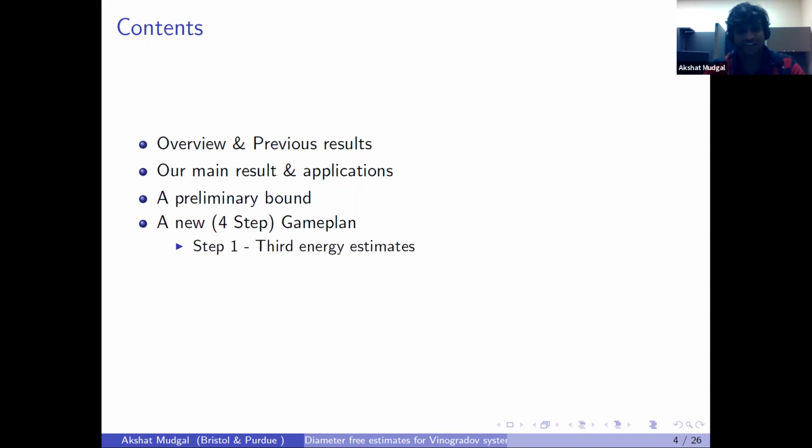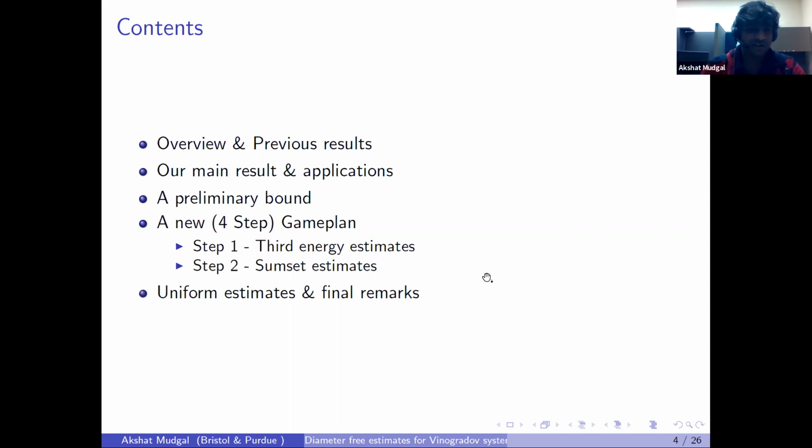The first step would be something that is called a third energy estimate, which is a known topic in incidence geometric problems. And the second step will be sumset estimates. These will be the 2 main steps I'll focus on. Steps 3 and 4, I'll briefly mention them, but these 2 will form the core of this talk. Lastly, I'll try to give a quick remark about something which I call uniform estimates, and that would be the end of this talk. And so let's get into the overview of what's been happening with this problem.